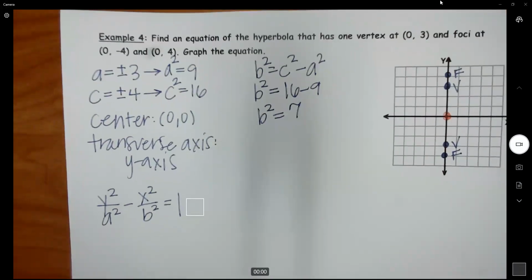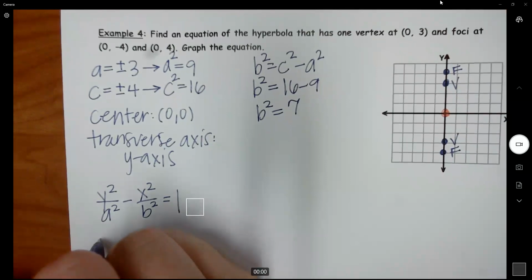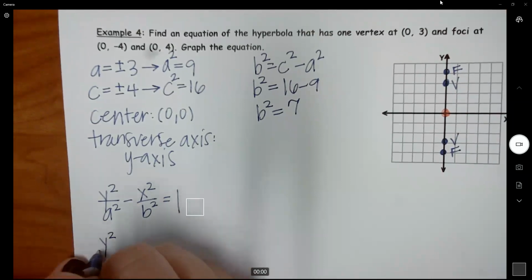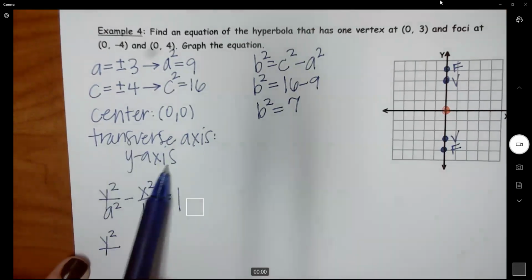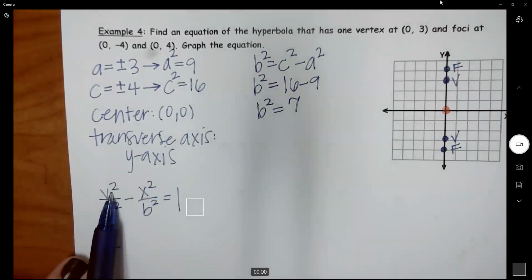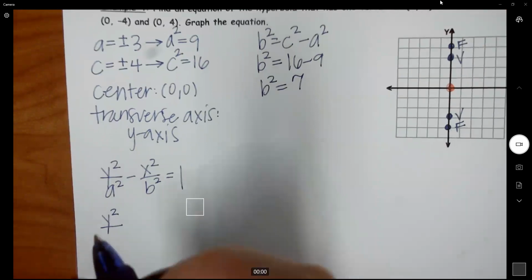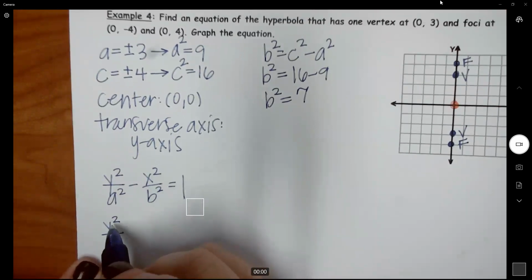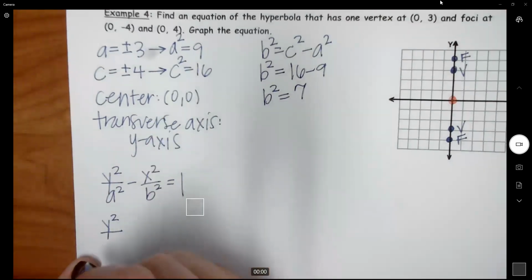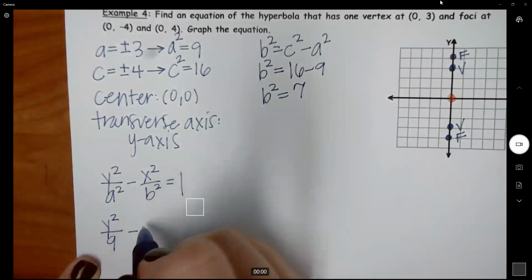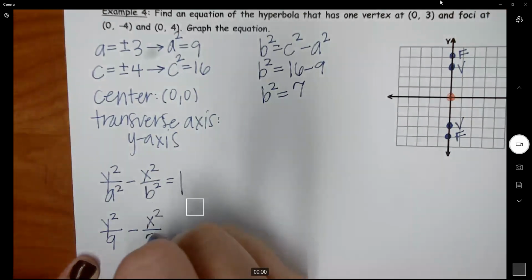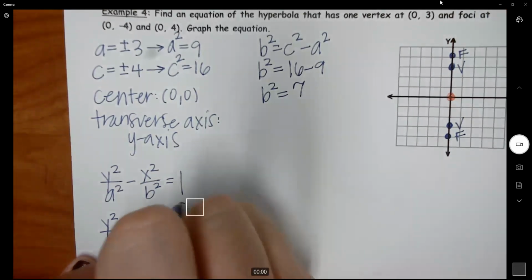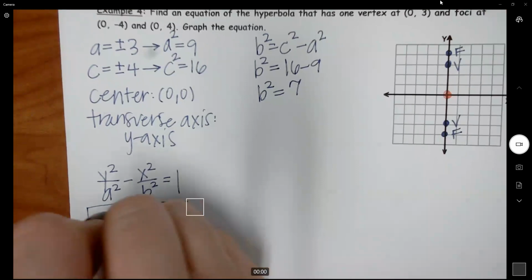So I will write my formula now that I have all my information. We have y squared, and by the way, I know I'm using this one because my transverse axis is my y-axis, so that means my y comes first. I don't think I said that. y squared over a squared, 9, minus x squared over b squared, which we found to be 7, and that equals 1. Okay, so here's my equation.